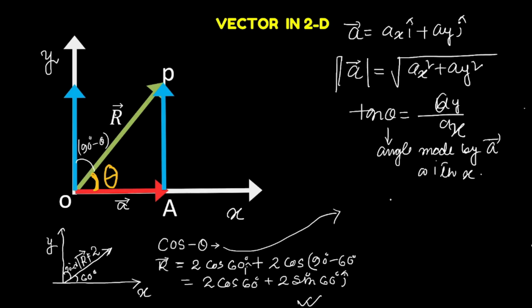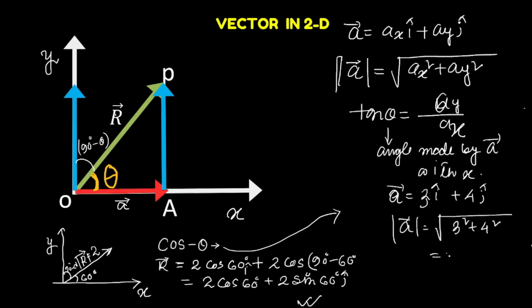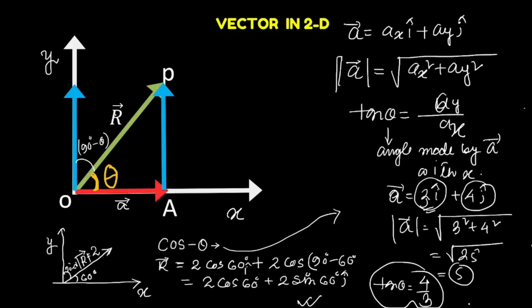Now if we have a vector like this, suppose you have a vector A equal to 3 i cap plus 4 j cap. What will be the magnitude of this vector? This will be root over 3 square plus 4 square, which is root over 25, that is 5. Again for the direction, tan theta, this theta is the angle made by the vector A with the x-axis, that is ay by ax. Here ax is the one with i cap, that is x, and ay is the one with j cap, that is y, so ay is 4. Tan theta is equal to 4 by 3, so this theta is equal to tan inverse of 4 by 3.